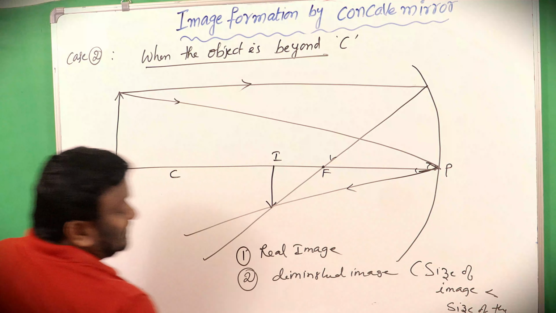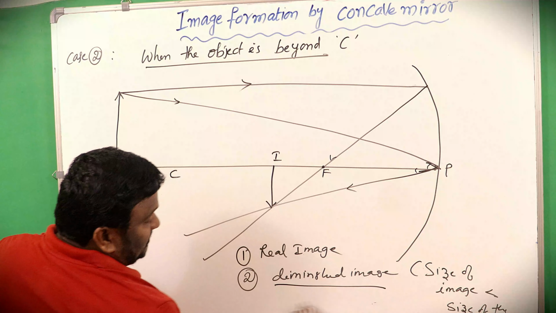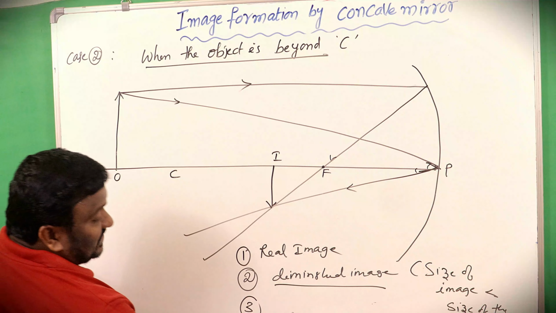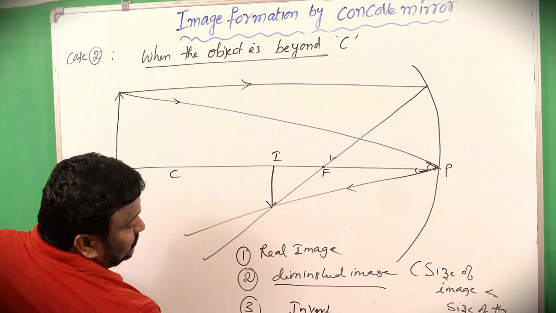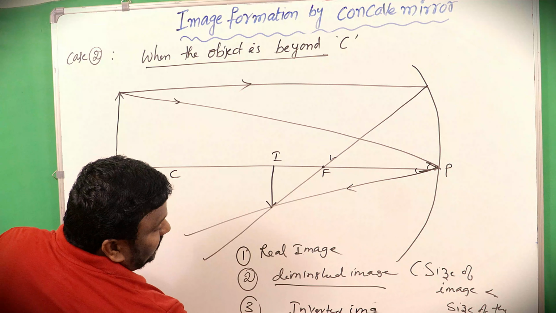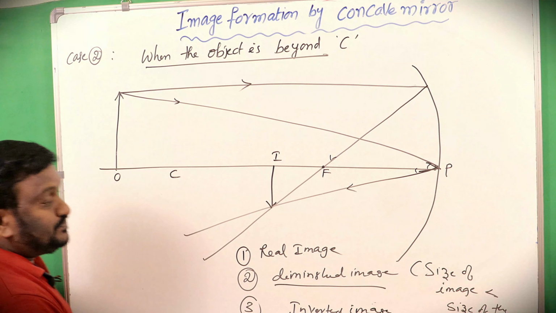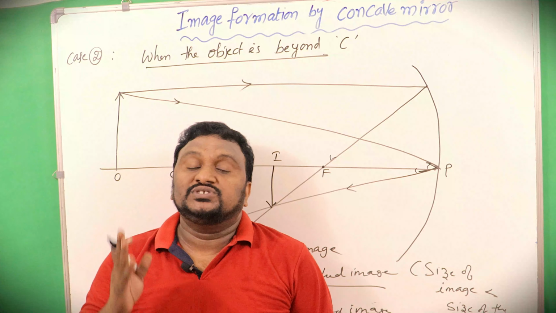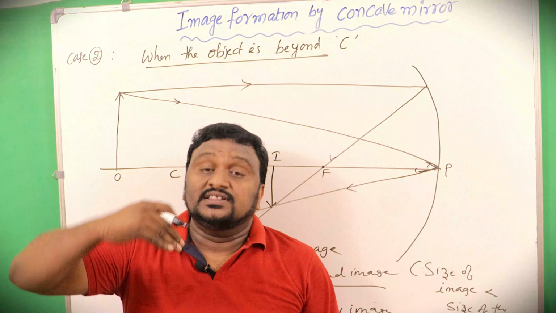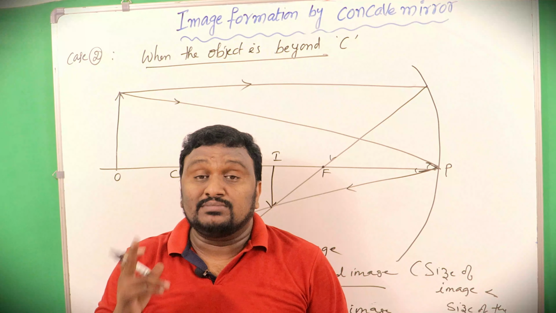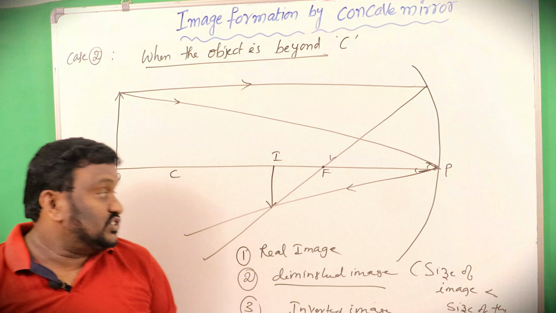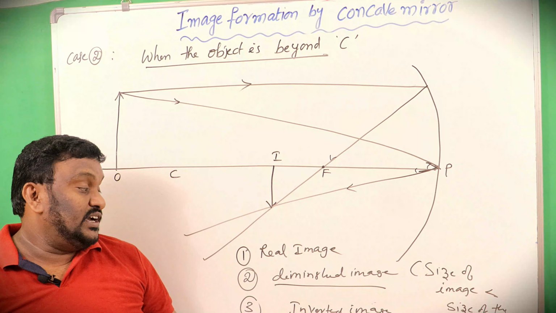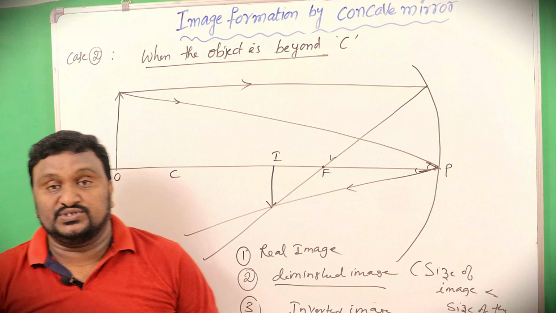Then what do you have to say? The image is a diminished image. And the third one is that it is an inverted image. Clear children? In the case of a concave mirror, when the object is beyond C, the concave mirror forms the image in between F and C, and that is a diminished, inverted and real image.